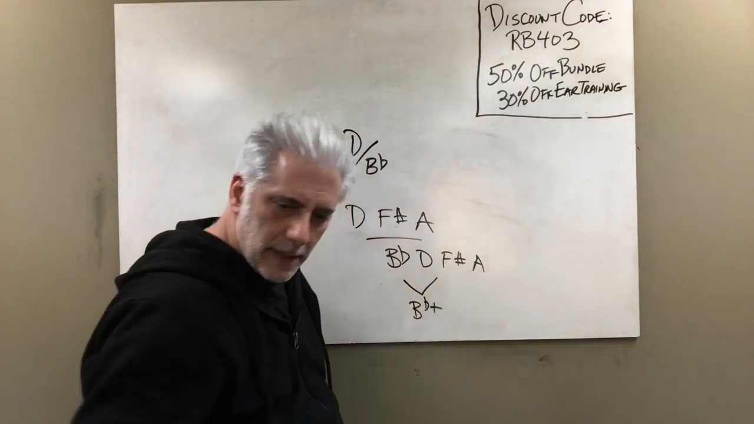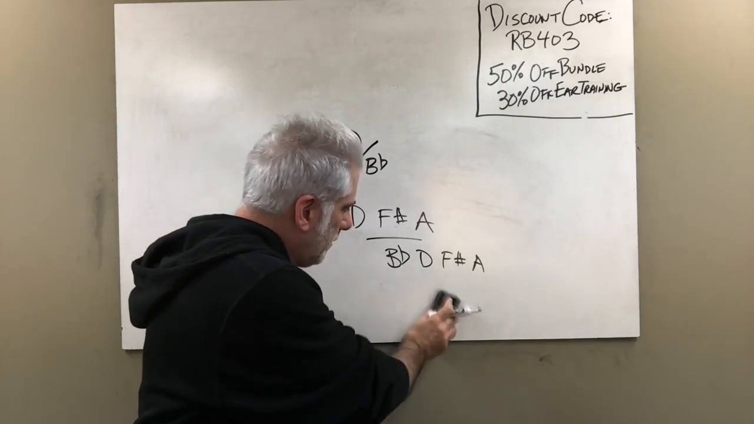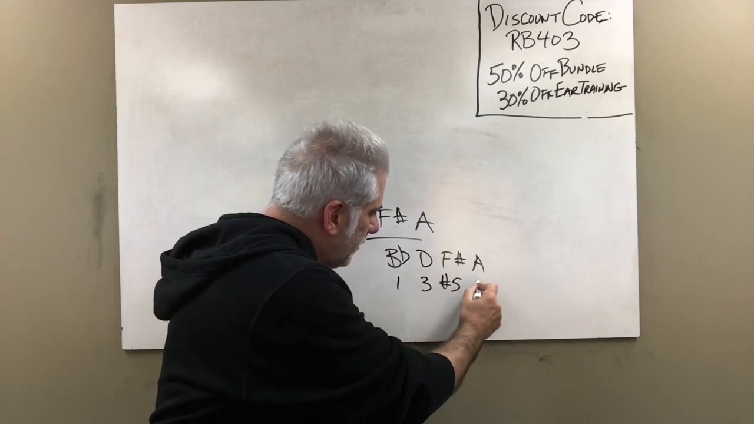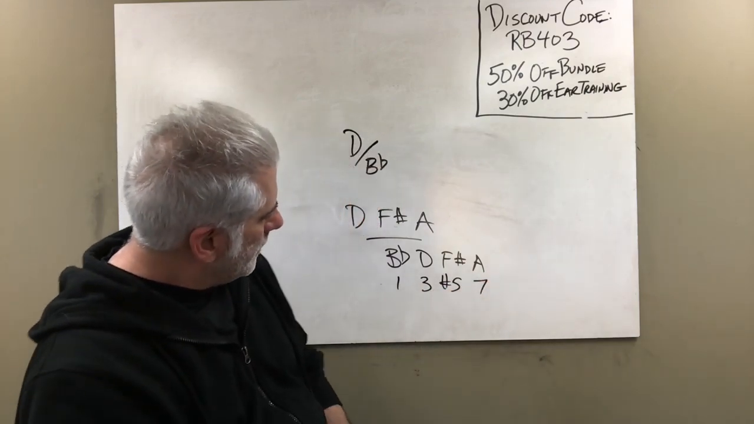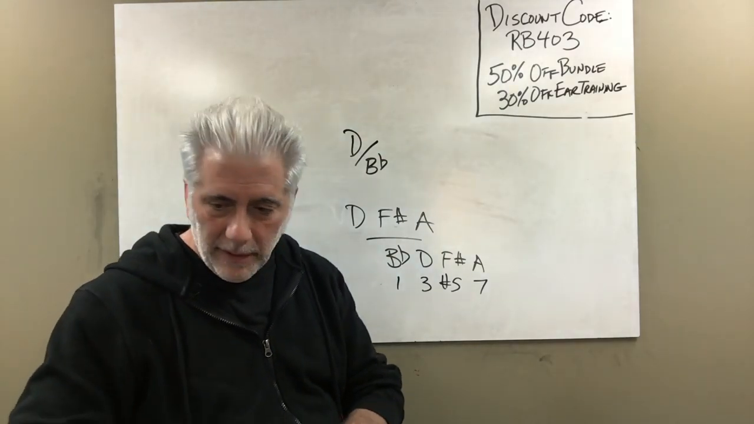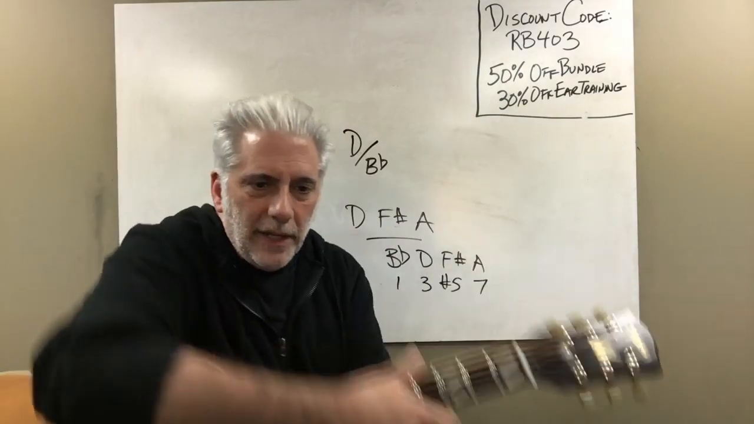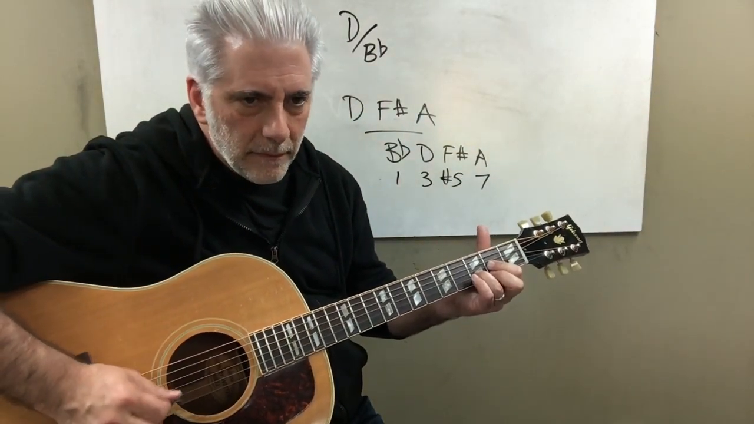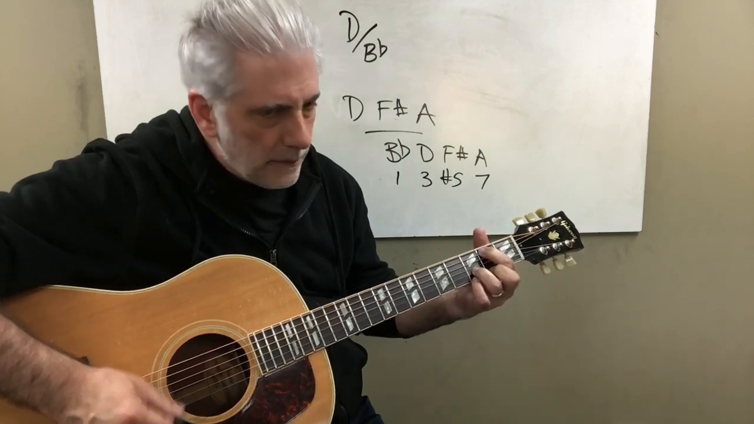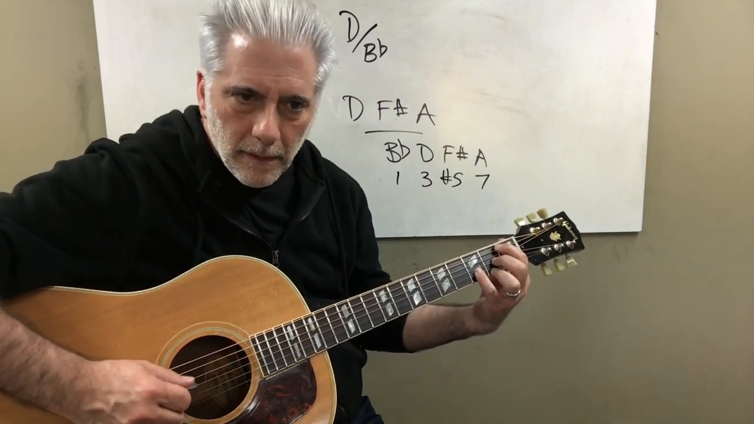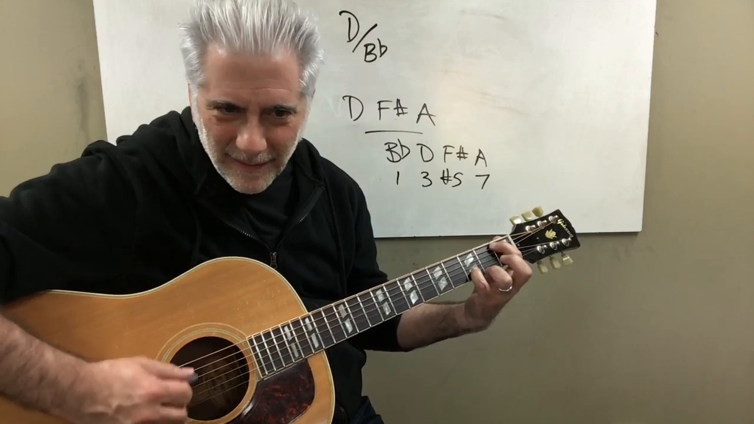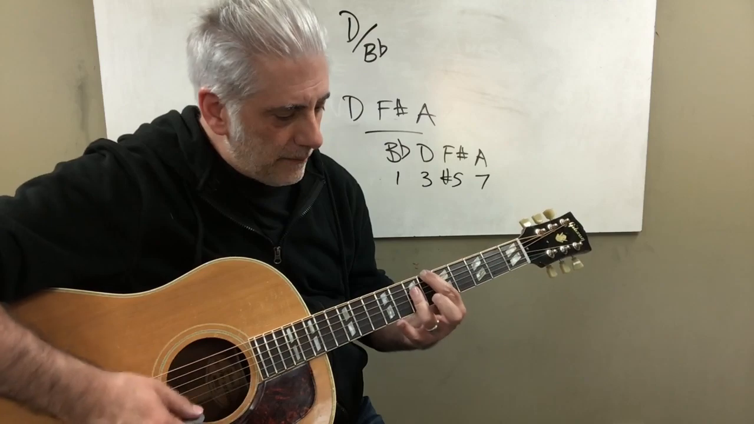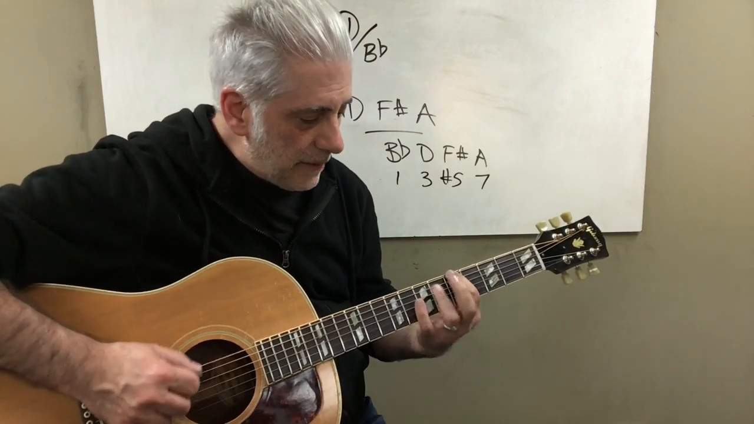1, 3, sharp 5, major 7, okay? And that particular chord kind of is in Dear Prudence. It's not exactly that, but it's implying that. So that would be a Lydian augmented scale.